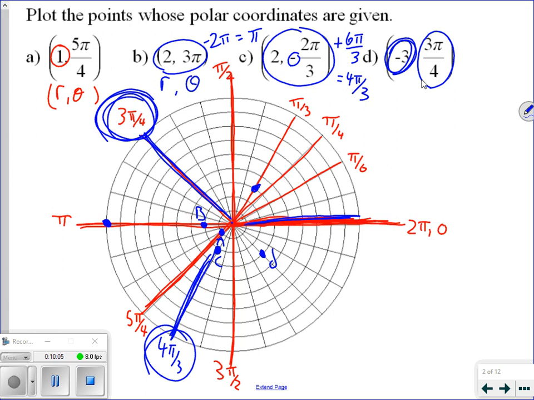But anyway, that's a refresher on how to graph polar points with your r value and your theta value and all that good stuff. Okay. Let's move on to some other polar stuff that we need to know how to do.